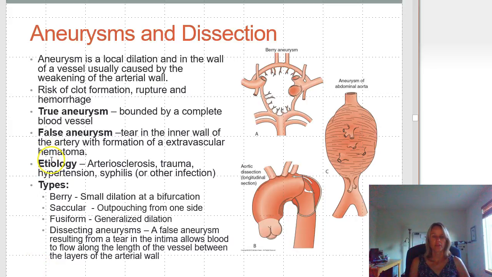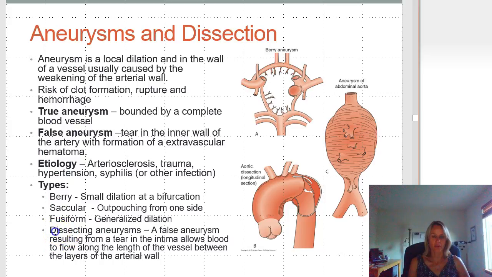Okay, and then as I mentioned, etiology: arteriosclerosis or atherosclerosis. Trauma can also cause this. High blood pressure, syphilis, or other infection can lead to the formation of these aneurysms. This just outlines some of the different types.